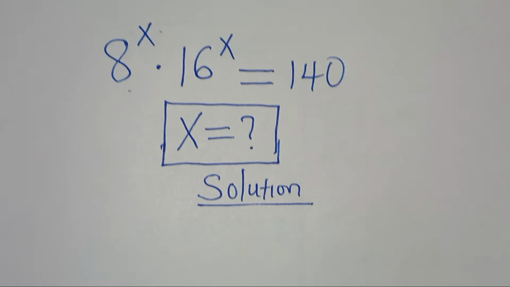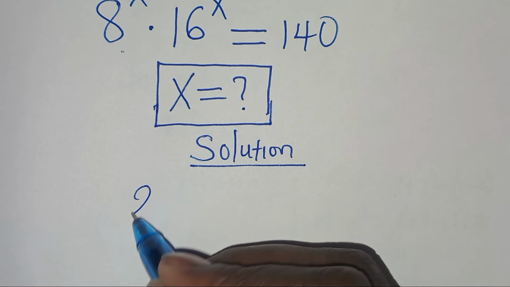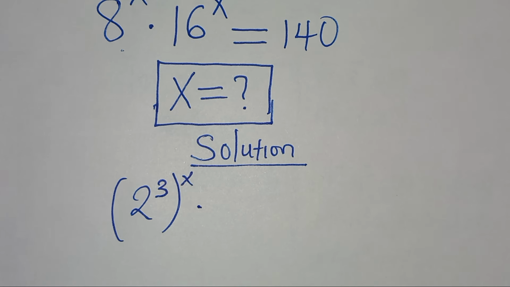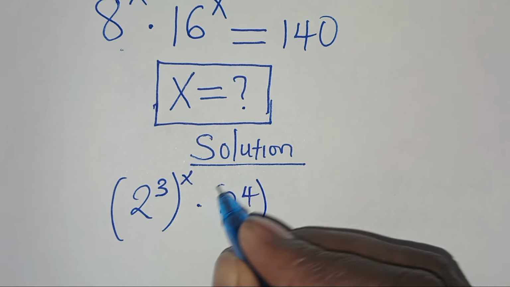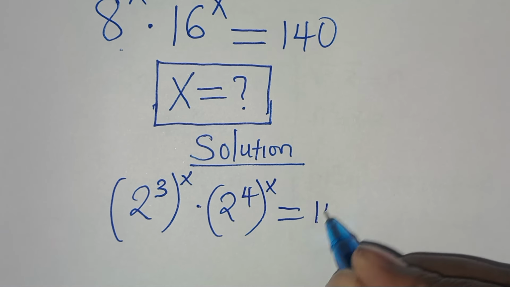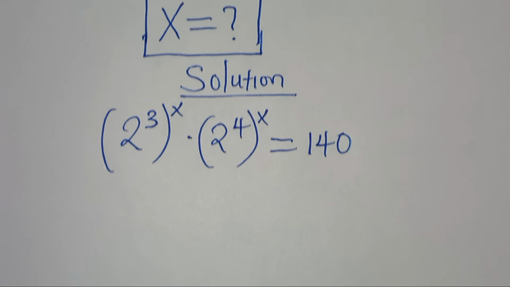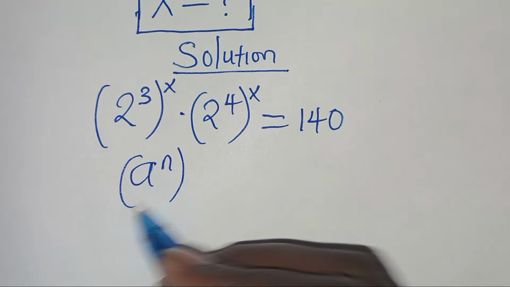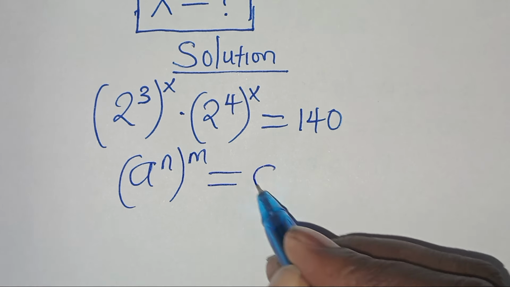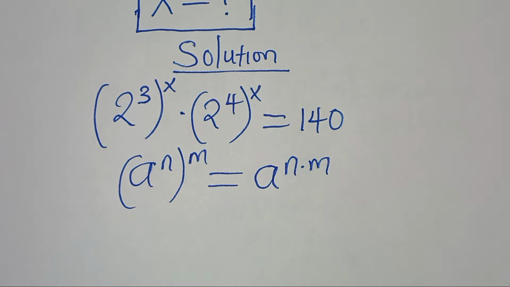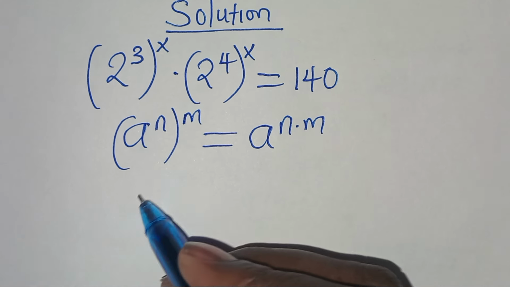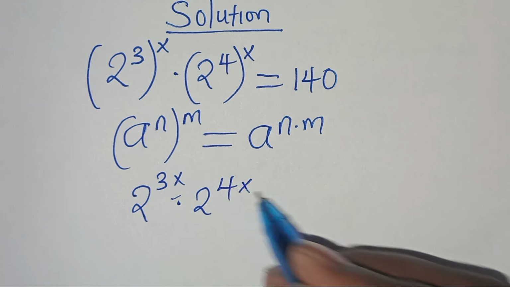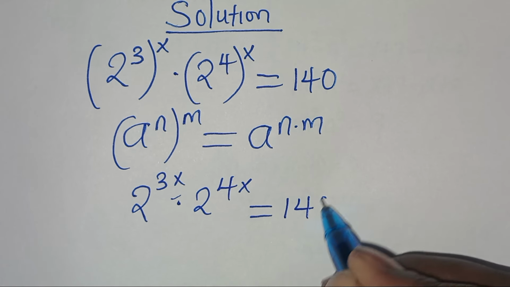So we can express 8 to the power of x as 2 to the power of 3 raised to the power of x, then times 16. 16 is 2 to the power of 4 raised to the power of x. This is equal to 140. Now, this is in the form of a to the power of n raised to the power of m, which we can express as a to the power of n times m. So applying this property, then we have 2 to the power of 3x times 2 to the power of 4x. This is equal to 140.